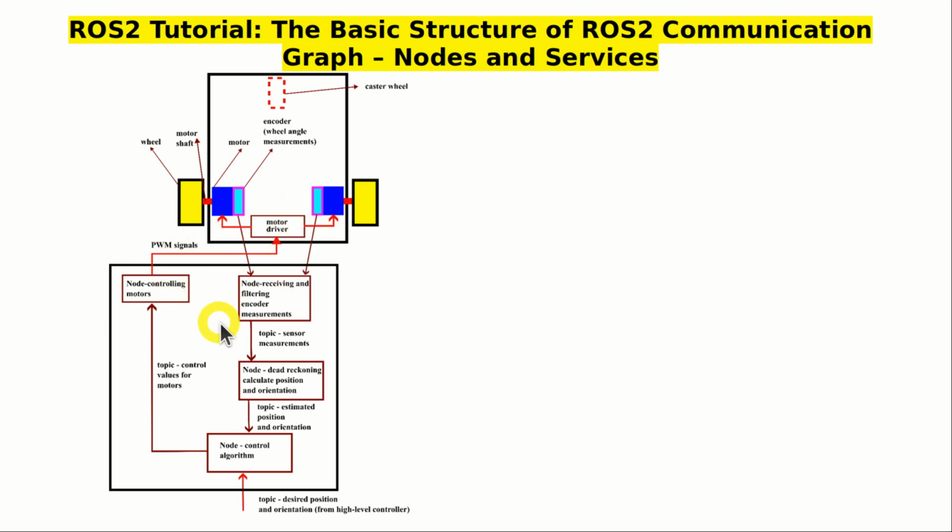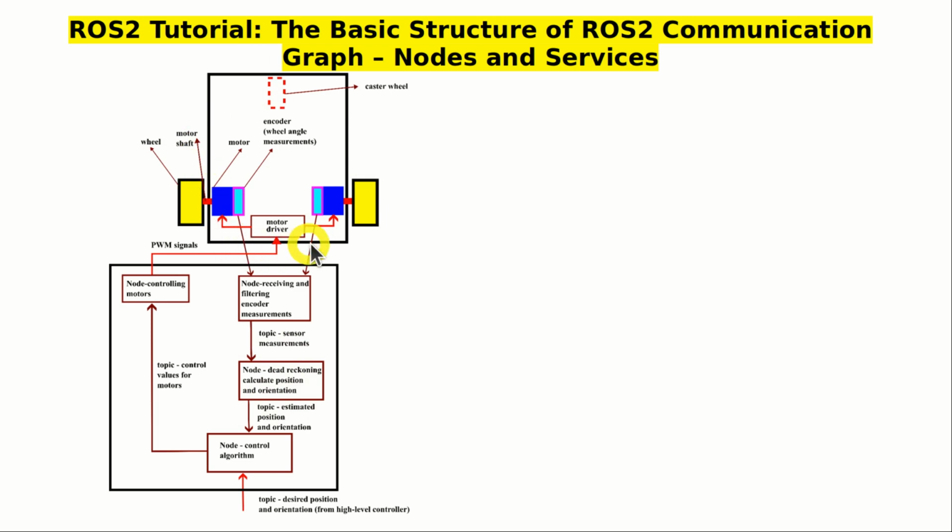On the sensor side of the loop, we have the node called node receiving and filtering encoder measurements. As the name suggests, this node receives encoder angle readings and filters them. Then it creates a message carrying the numerical values of angle readings and publishes this message to the topic called topic sensor measurements.